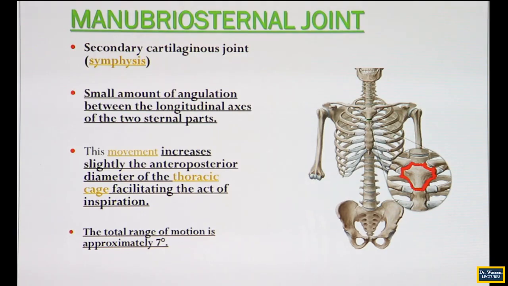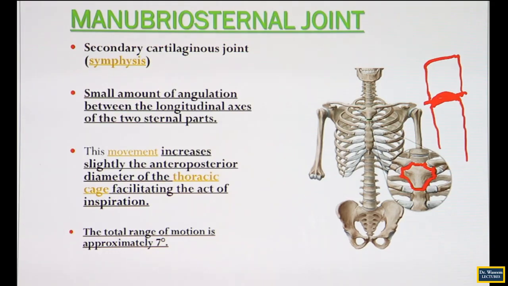So, that means the manubrium sterni inferiorly has an articular facet, and that articular facet will have a corresponding facet on the upper part of the body of the sternum, and it will form a joint here. This joint is called the manubrio-sternal joint. All the joints which are usually in the midline, anteriorly or posteriorly, are called secondary cartilaginous joints.